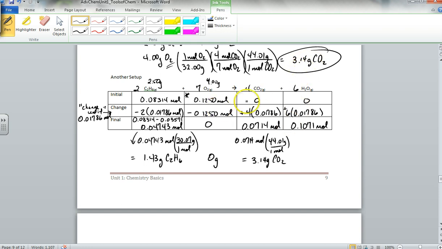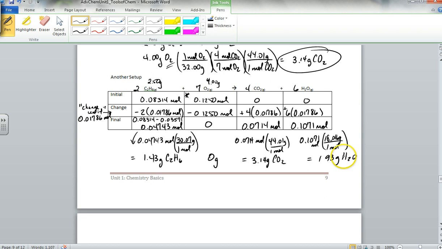If we use up all of our 4 grams of oxygen, we were going to have 3.14 grams of CO2 produced. And the very last one, which was one that we never talked about before, but if you have 0.1071 moles of water, and you are to convert it back into grams, the molar mass 18.016 grams per 1 mole, you produce 1.93 grams of water.